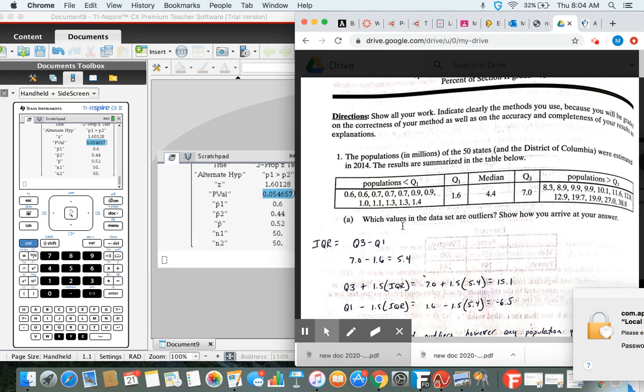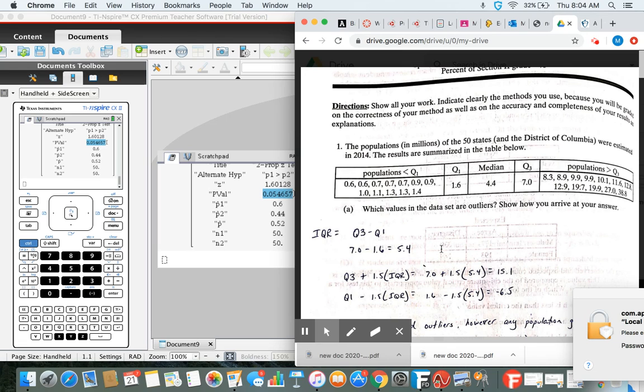So let's just go through each question, and then I want to speak about some other things. But in this first question here, we were asked, are there any outliers? So try to answer the questions fully. Make sure that you are being clear with things.